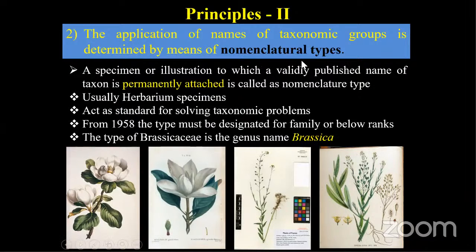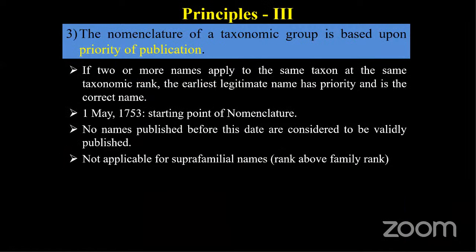So this nomenclature type is very important. For deciding the nomenclature type, there are certain rules. We will deal with those rules within typification, or the type method, in detail in the rules section. So you must remember that the application of the name of a taxonomic group is determined by means of a nomenclature type. The third principle is that the nomenclature of a taxonomic group is based upon priority of publication.